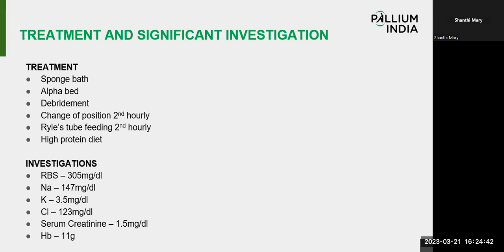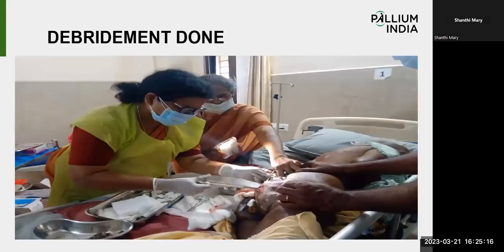Treatment and significant investigations. Treatment: sponge bath, alpha bed, debridement done, change of position second hourly, Ryle's tube feeding second hourly, and high protein diet. The investigations: RBS was 305 mg per dl, sodium 147, potassium 3.5, chloride 123, serum creatinine 1.5, and HB was 11 grams. Debridement procedure done.